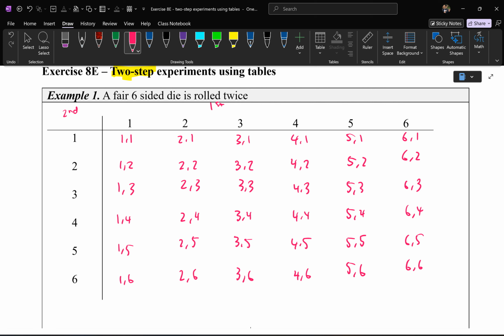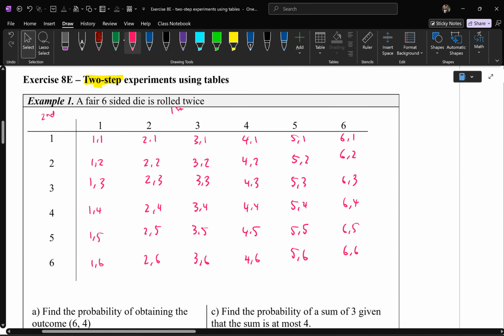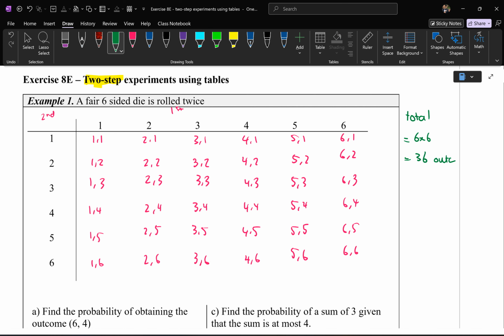Now this scenario could also have changed depending on the question. This is just a simple question of just saying you roll a dice twice and then what are your possible options. We can already see here it's a 6 by 6. What's my total possible options so far? What's my total? 36, because 6 by 6 gives me 36 possible outcomes.